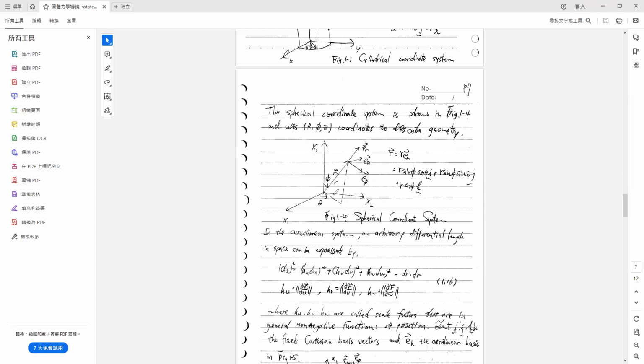And then the second one is the spherical coordinate system. We can describe the location coordinate as vector r equals r times vector er. When we express it in Cartesian coordinates, it is r sine phi cosine theta i plus r sine phi sine theta j plus r cosine phi k. That's the spherical coordinate system.